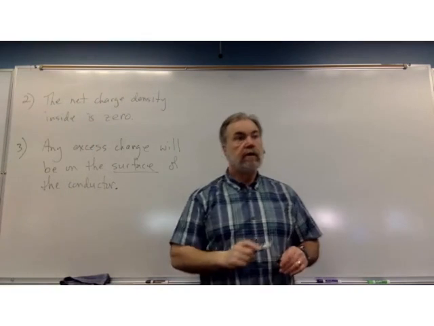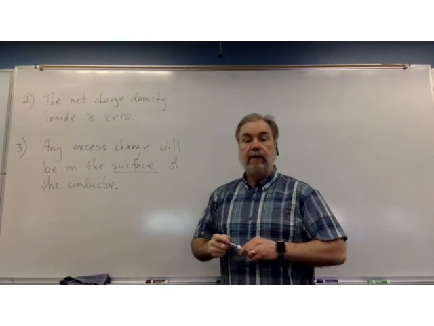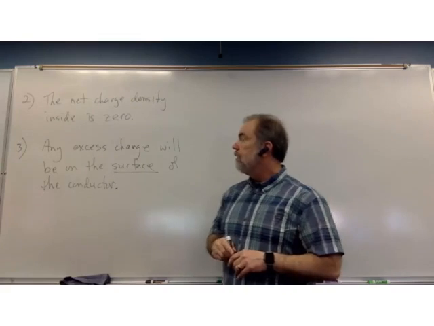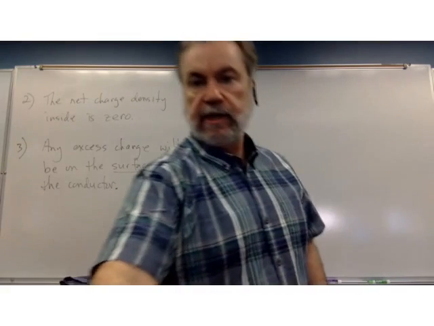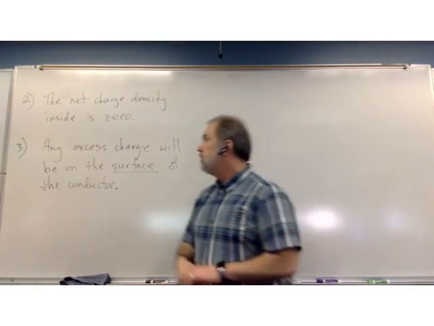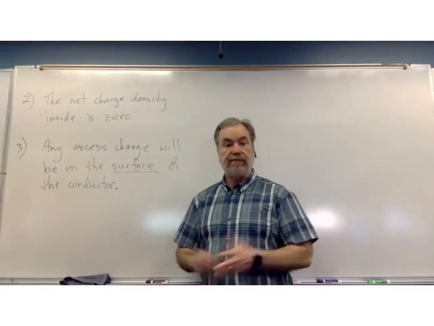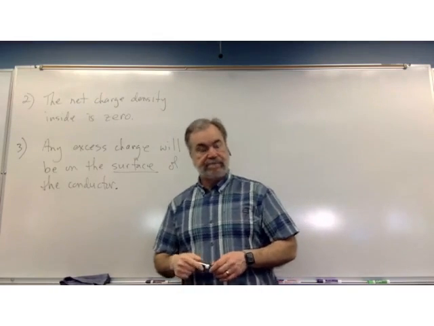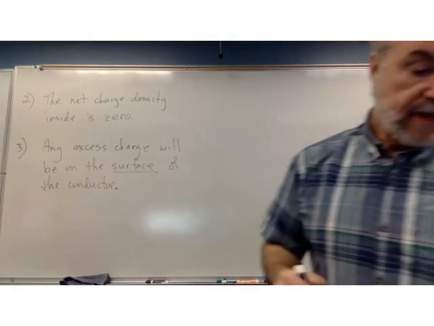I argued in step 2, or property number 2, that the net electric charge density inside the conductor is 0. Since there's no net charge density inside, if there's any excess charge, there's only one other place it can be, and that's the surface. Okay, easy enough.